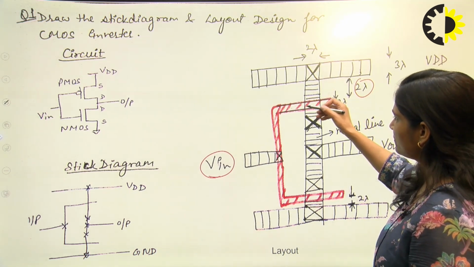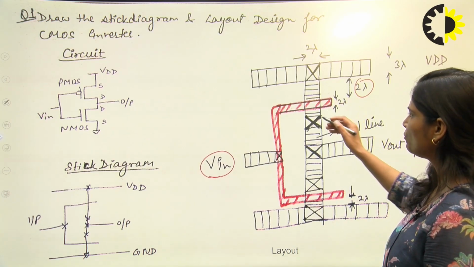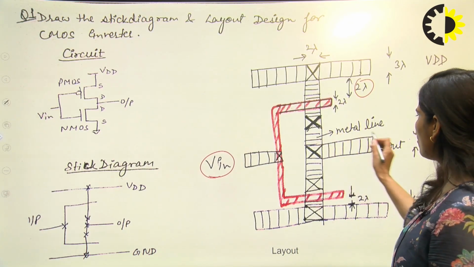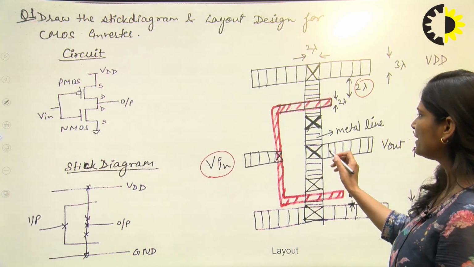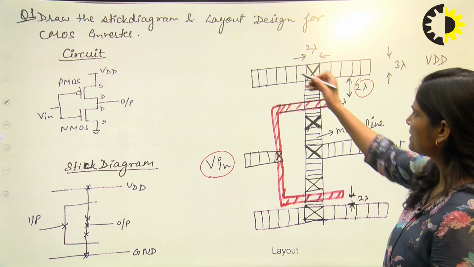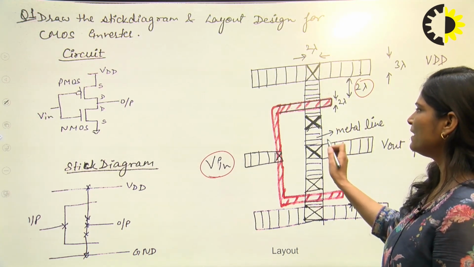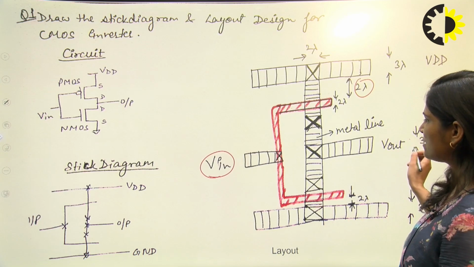Now this PMOS is connected to the output with this contact. This is the output, which is connected to this metal line. This here is also a contact. So these are metal lines. You can represent them as vertical lines or as horizontal lines. Now this is V out.